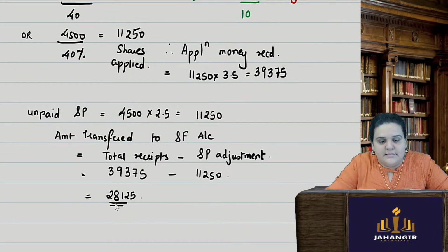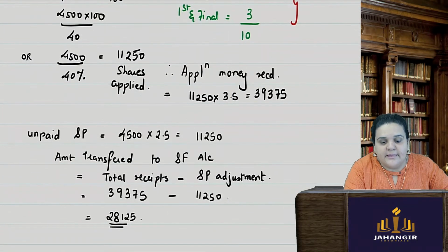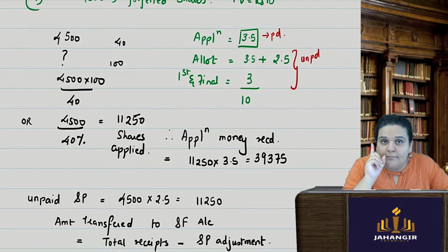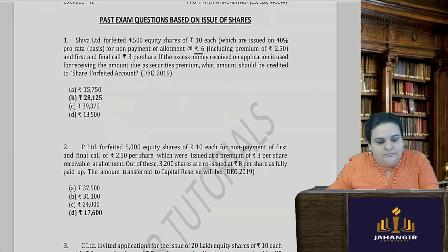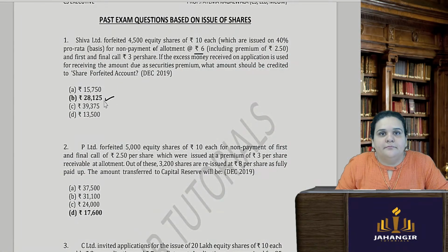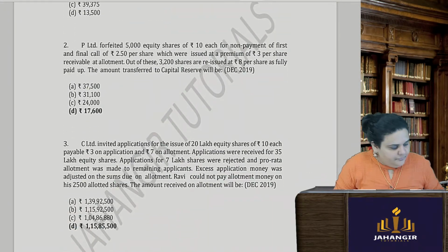Okay, excess money received in the application stage is 39,375. They are saying whatever is received in excess, we are using it and writing it off. We are using it for the unpaid securities premium. Securities premium unpaid is on the allotment stage. Allotment is only of 4,500 shares. So 4,500 into 2.5, and the answer is 28,125. Okay, I am moving to the next question.